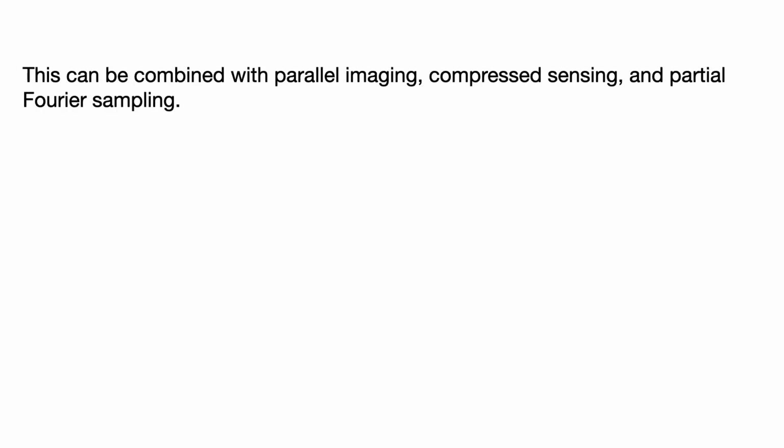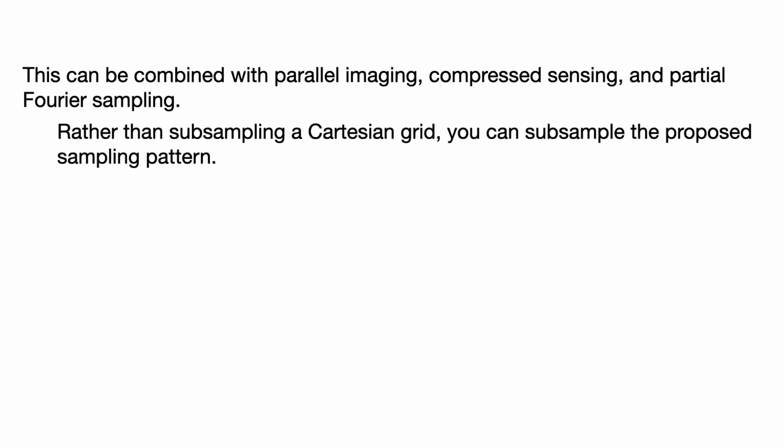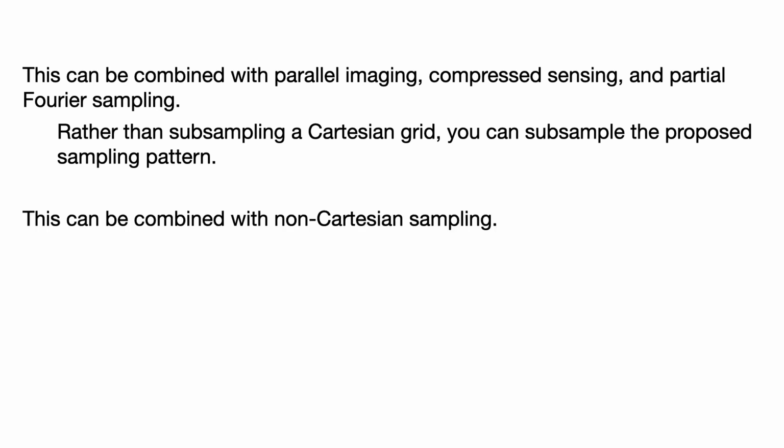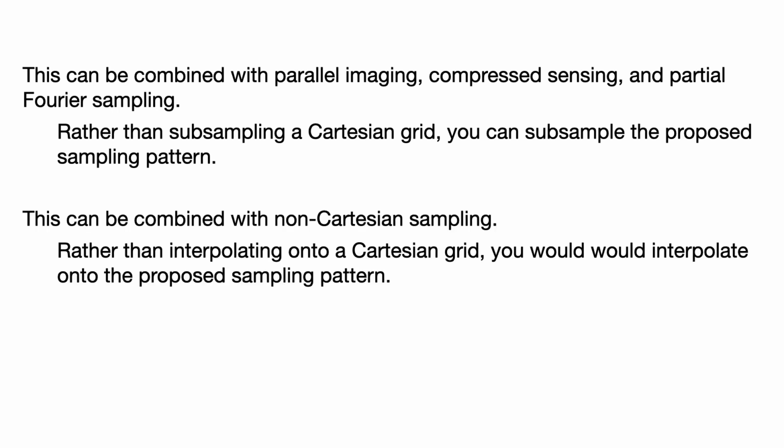This can be combined with standard MRI acceleration methods like parallel imaging, compressed sensing, and partial Fourier sampling. Rather than subsampling a Cartesian grid, you can subsample the proposed sampling pattern. This can also be combined with non-Cartesian sampling. Rather than interpolating onto our Cartesian grid, you would interpolate onto the sampling pattern dictated by the proposed algorithm.